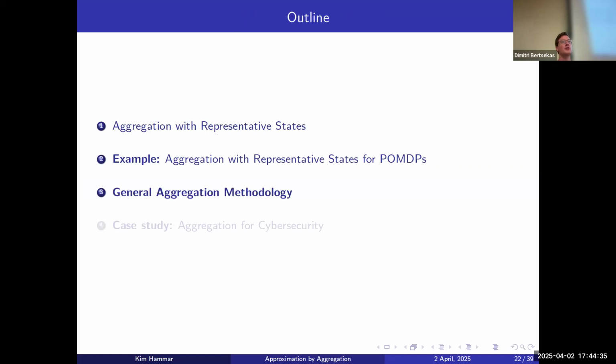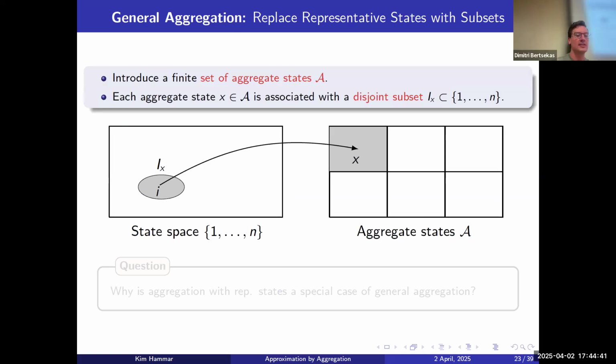So, starting with the general aggregation methodology. The main difference here is that now we are not going to associate each aggregate state with a single original state. So we're not going to assume that the aggregate state belongs to the original state space, but rather we're going to associate each aggregate state with a subset I_x. This is more general and quite useful in practice because sometimes you want to have this association between the aggregate state and more than one state of the original space.